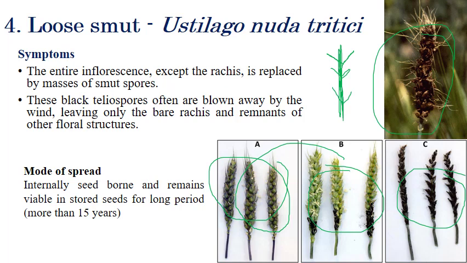So it mainly spreads through internally seed borne infection. It is an internally seed borne pathogen. It's a very important question that we can see in different types of exams. So wheat loose smut is the best example of an internally seed borne pathogen, and it can remain viable in seed for more than 15 years. So here the main symptom is the entire inflorescence replaced by black color smut spores. That is the main diagnostic symptom of wheat loose smut, which is the internally seed borne pathogen.